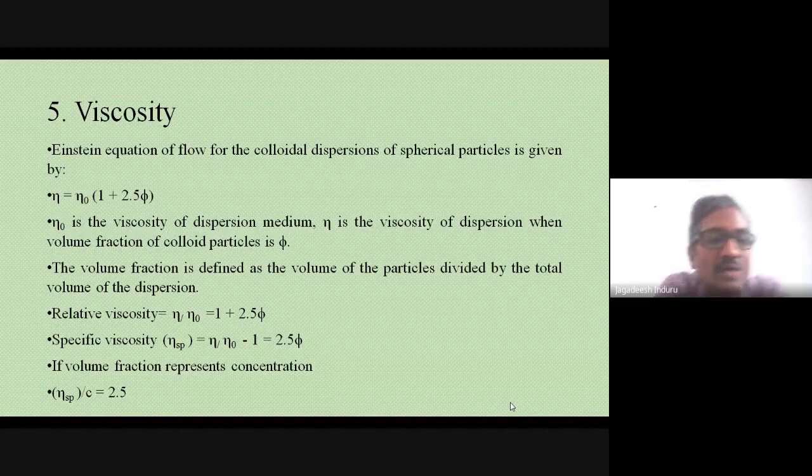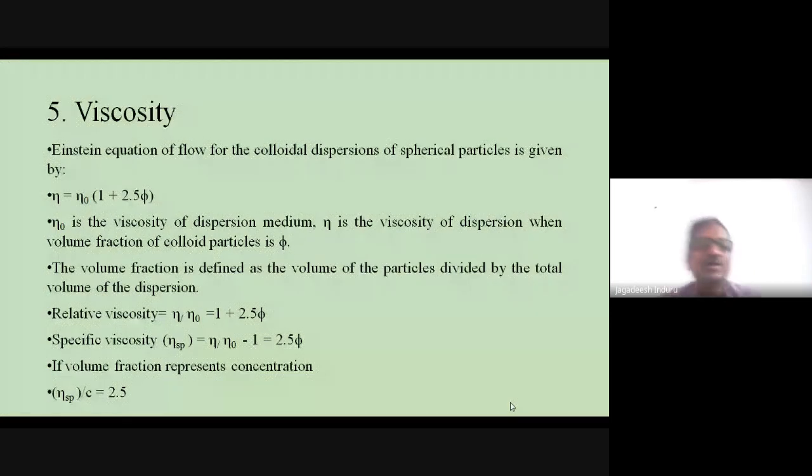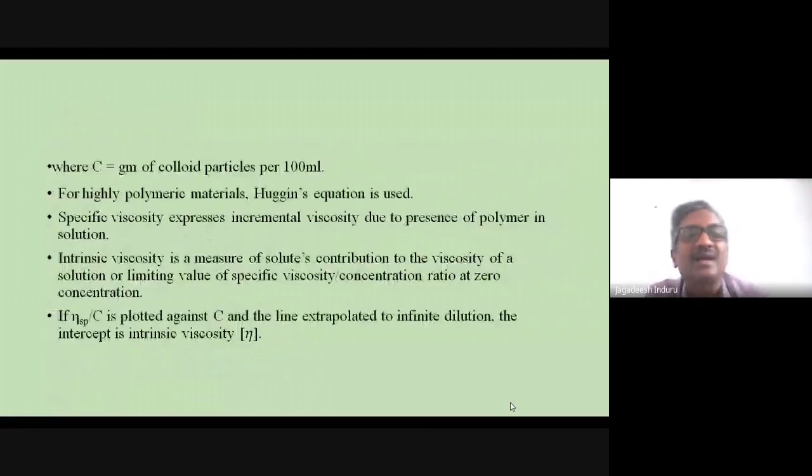This part we are going to do in the next practical. Up to this part you have already done, up to specific viscosity you have already reported: absolute viscosity, relative viscosity, specific viscosity. We are going to do the remaining portion, like intrinsic viscosity and reduced viscosity, for all solutions in the next practical. So eta specific divided by C is equal to 2.5. This is very useful because we are going to use it in the case of C, converting it into a molecular weight also.